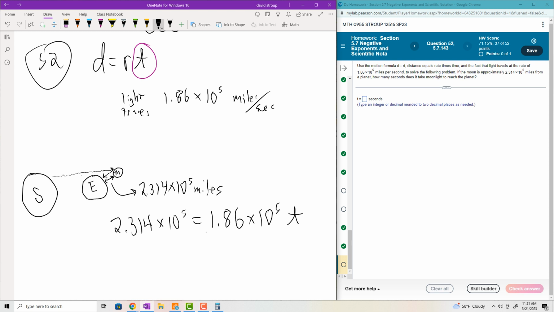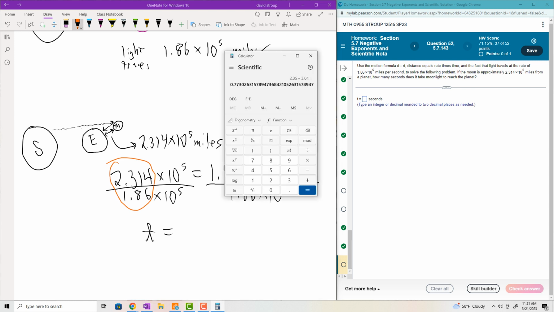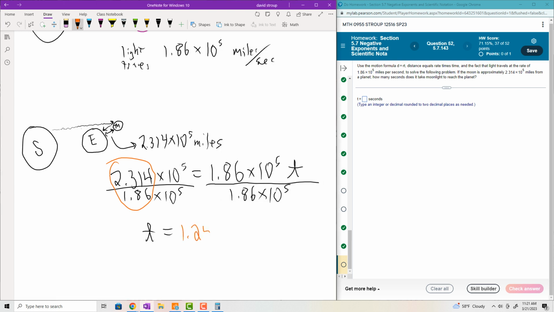Okay. So we just solve this equation, divide both sides by 1.86 times 10 to the fifth. And then flip-flop sides, T will be, first off, this thing divided out, and we want two decimals. Okay, so 2.314 divided by 1.86. So that would be 1.244. We'll just put 1.24. And then 10 to the fifth over 10 to the fifth is just, it's only going to take 1.24 seconds.